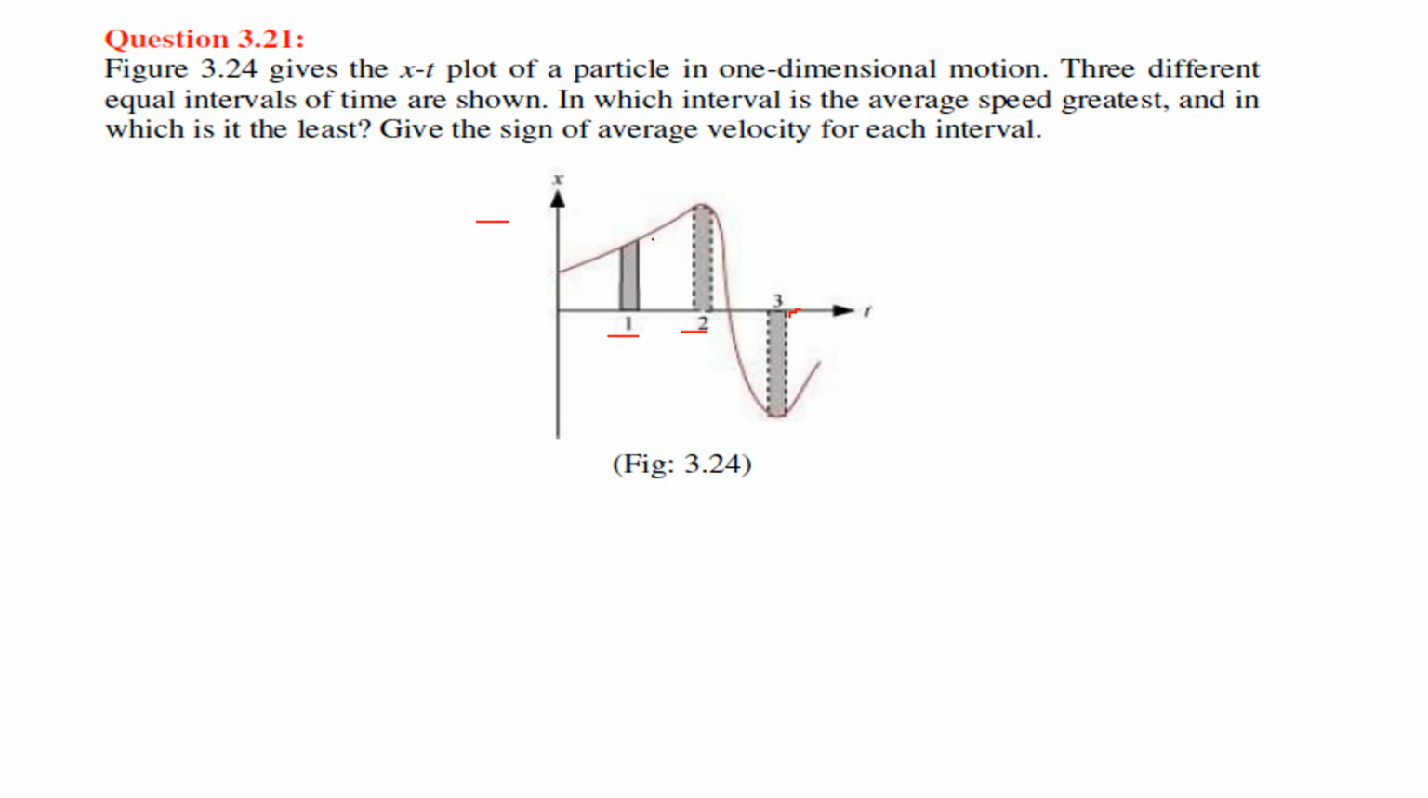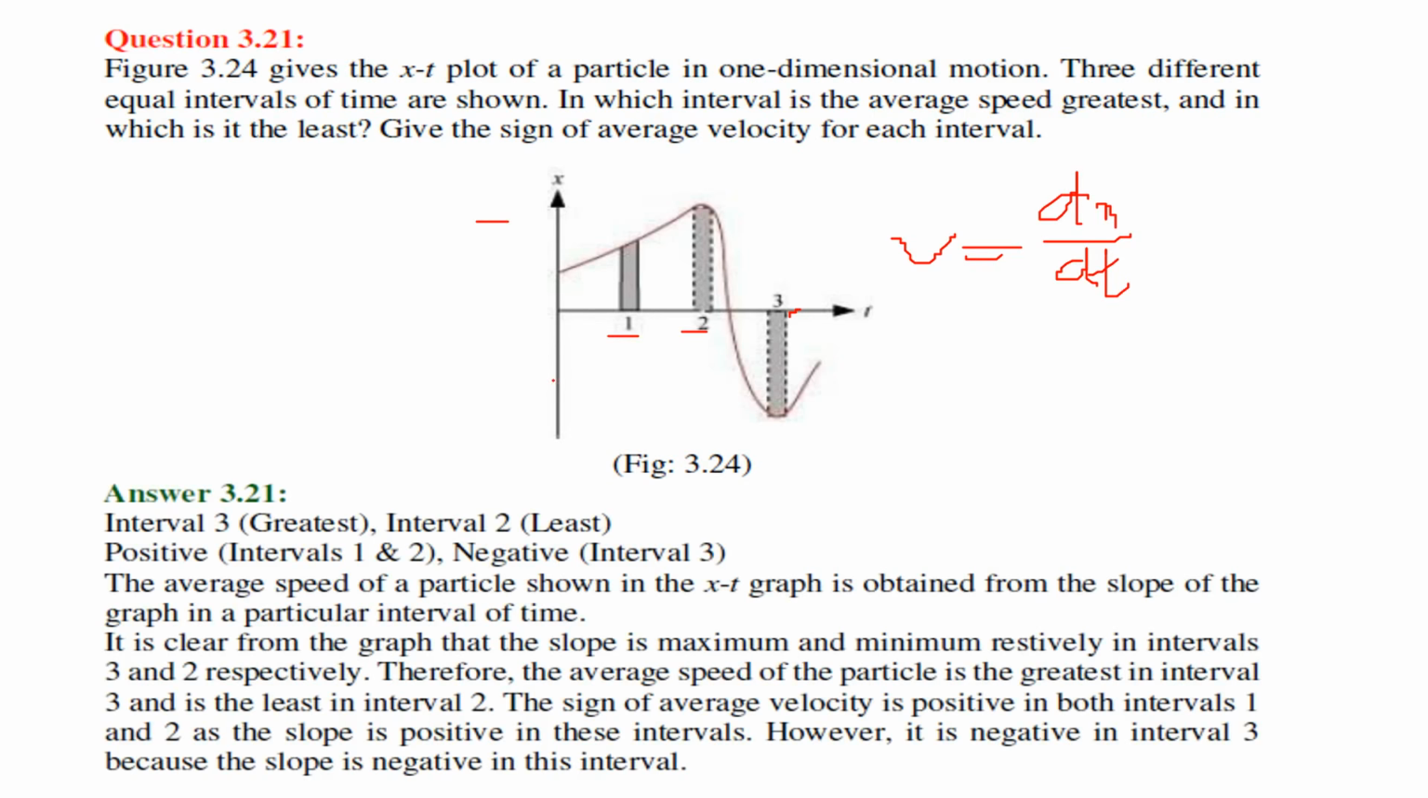In an x-t graph, velocity can be found by taking the tangent, and the slope of that tangent, dx/dt or delta x by delta t, gives you the velocity. Now, in the first case, the greatest speed has been asked. So in interval 3, it is greatest. In interval 2, it is least.